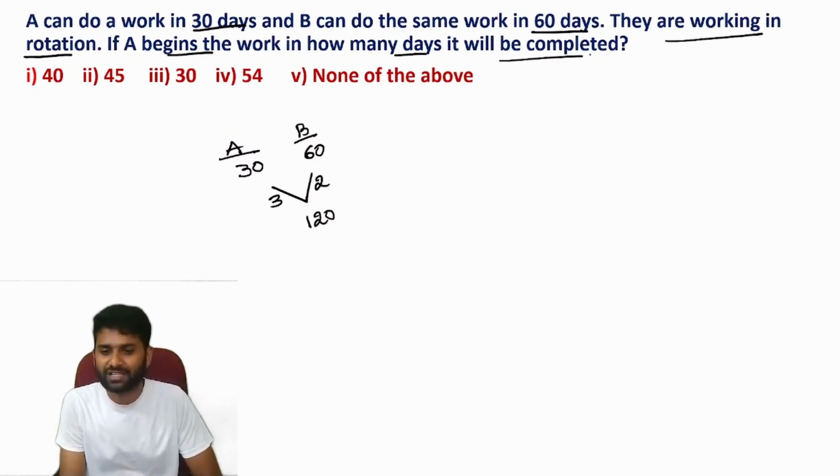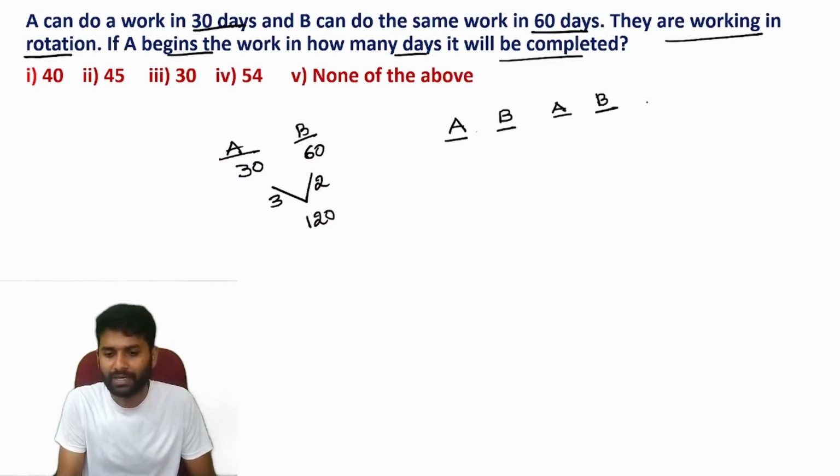And they clearly mention that they are working on a rotation basis. Now see, day 1 A, definitely day 2 B. Again day 3 A, day 4 B. So if you repeat the same persons, how much time does it take to complete the whole work? Now you should understand that every 2 days the efficiency is the same. Why? Because in day 1 A completed 3, day 2 B completed 2, day 3 again 3 units, day 4 again 2 units.